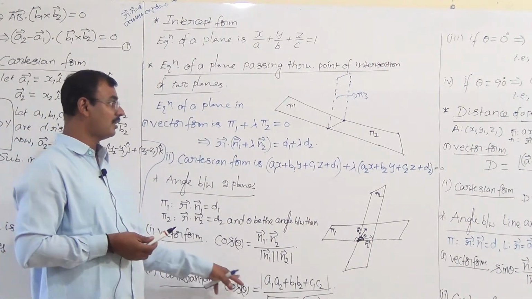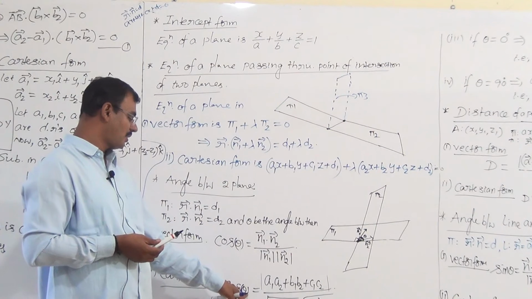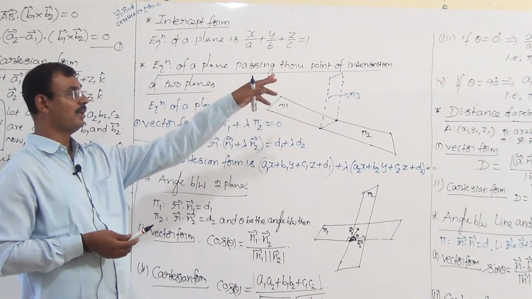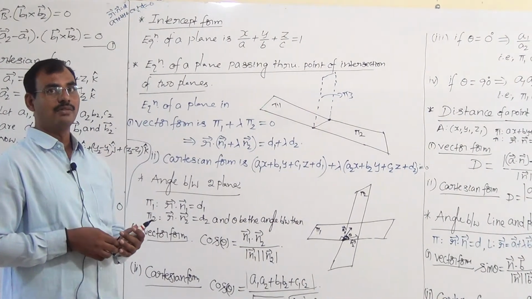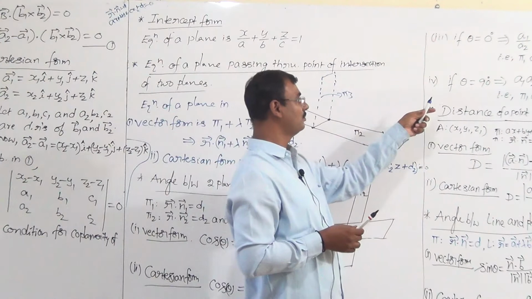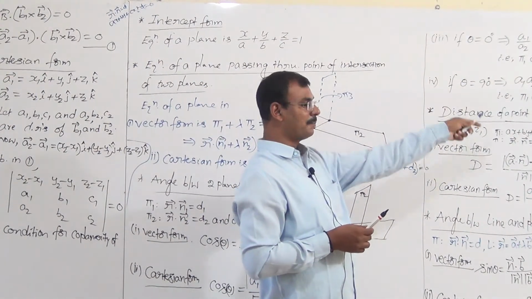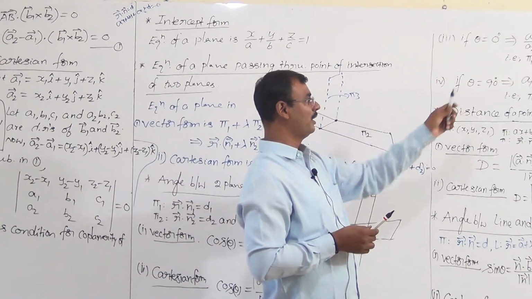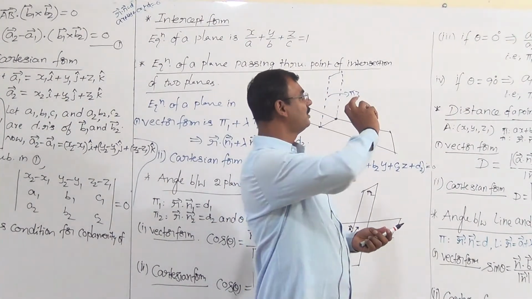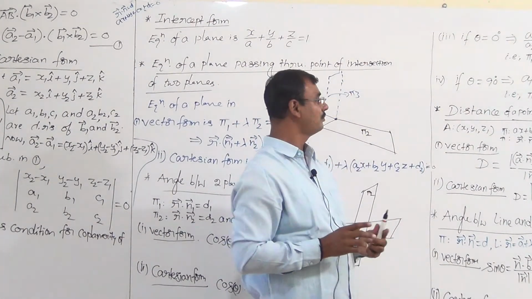Here the conditions should be remembered. First condition, if two planes are parallel, the condition will be a1/a2 = b1/b2 = c1/c2. If two planes are perpendicular, a1a2 + b1b2 + c1c2 = 0. In lines also the same concept will be there.